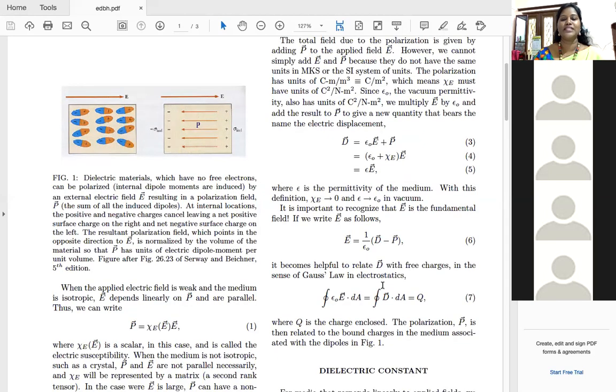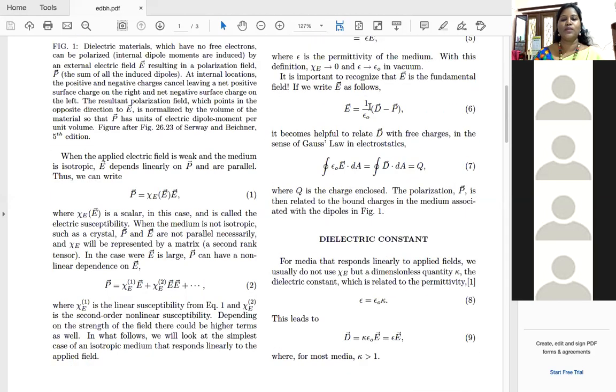Also, you can see the relations here. E is equal to 1 by epsilon naught times D minus P. All these relations between E, D, and P you might have seen in your BSc. You can also see Gauss law in electrostatics, with integral epsilon naught E dot dA, which is integral D dot dA, equal to Q, where A is the area of the medium through which the electric field is passing, and Q is the charge enclosed.